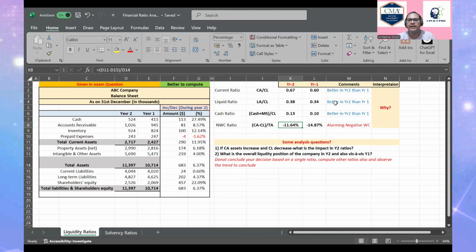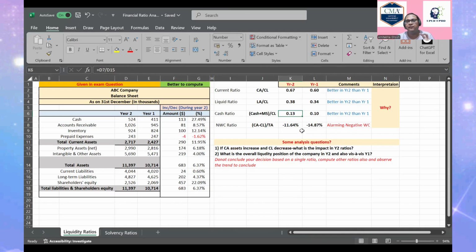Now, let us see how you should do the interpretation of why. In a current ratio, if you compare year 2 and year 1, the ratio has increased, and we know if our current ratio is higher, the situation is better, and that is why the comment here is better in year 2 than year 1. Next, in the liquid ratio, similarly, we find that year 2 has increased in comparison to year 1, so it is better. Similarly, for the cash ratio also, the percentage has increased, showing a better position than year 1.